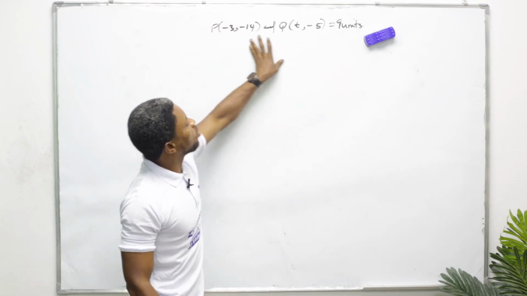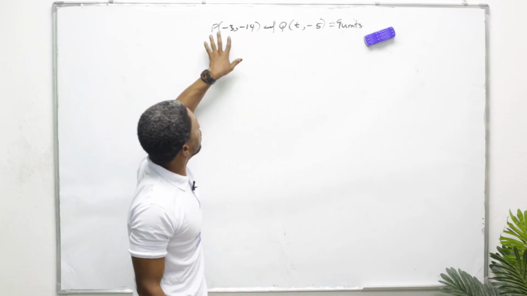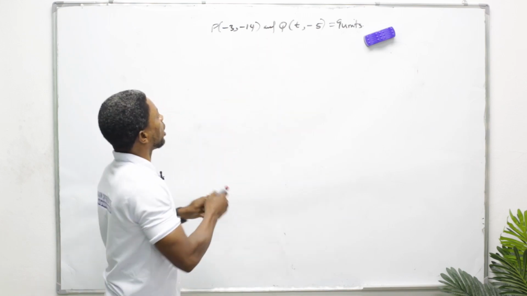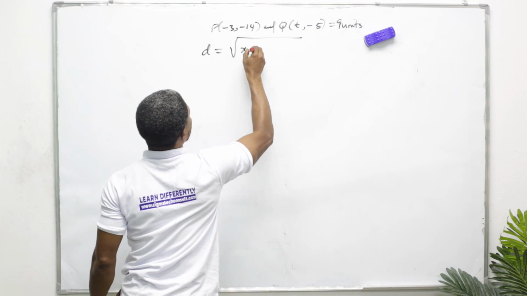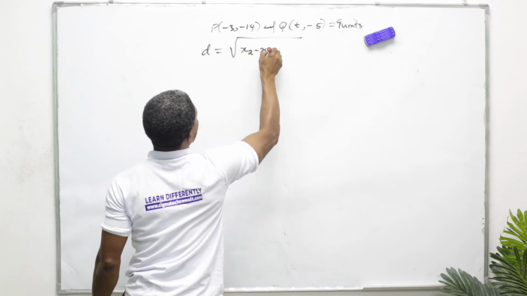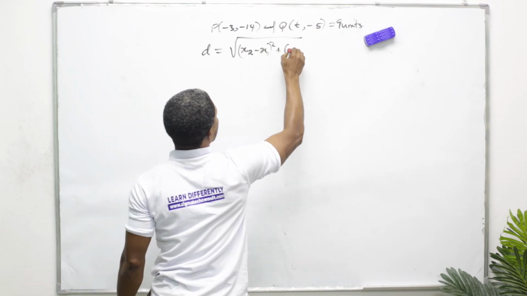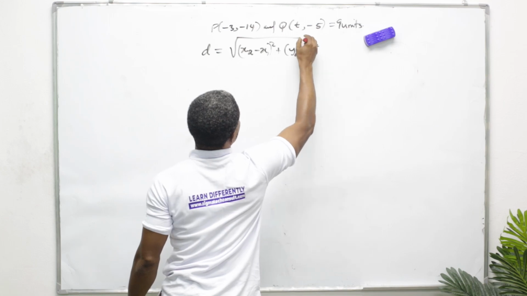These are points on a straight line. So if you have points on a straight line, you must use the distance between 2 points on a straight line. And that is d equals the square root of x2 minus x1 squared plus y2 minus y1 squared.